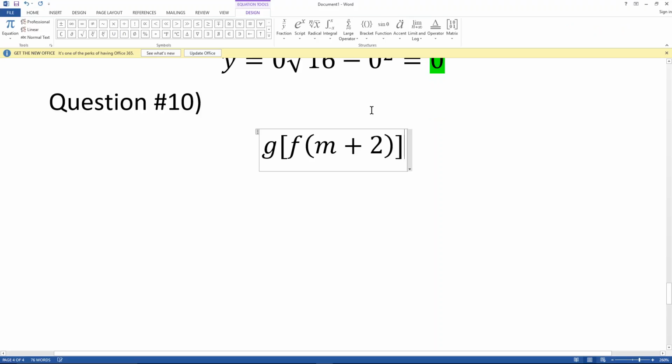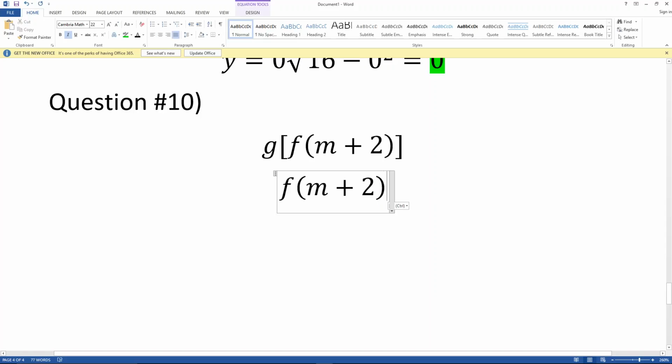Order of operations. PEMDAS says you start with parentheses. Brackets are the same thing as parentheses. So inside, we're going to do this one first. Well, that says you're going to go to your F function, and you're going to plug in m plus 2 wherever you see an x.